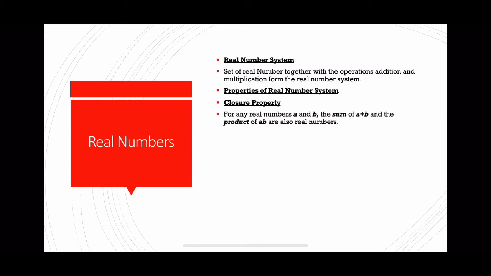Example, for the sum a plus b is equal to a real number, we have 3 plus 7 is equal to 10, where a is equal to 3 and b is equal to 7, and 10 is a real number. 3 plus negative 5 is equal to negative 2, where a is equal to 3 and b is equal to negative 5, and negative 2 is a real number.